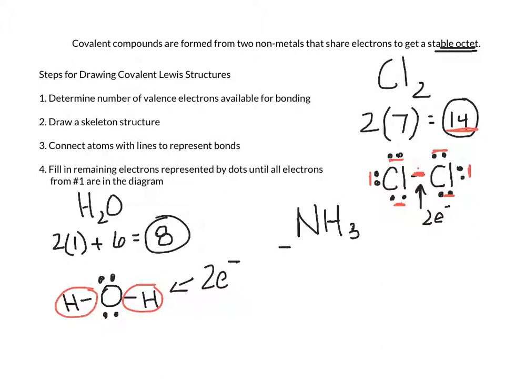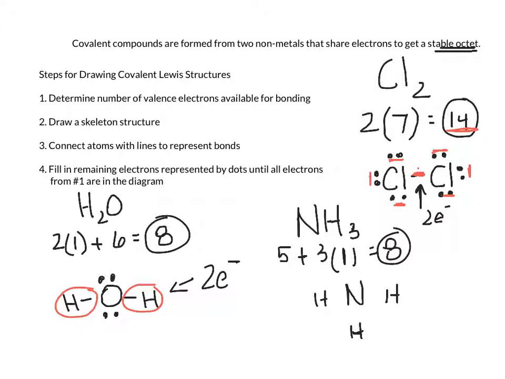And so if I look at this, I know nitrogen has 5 valence electrons, and I'm going to add to that the 3 hydrogens, each has 1 valence electron. So again, I'm going to have 8 valence electrons that have to be represented in my structure. And so I'm going to start by putting the element that appears by itself in the middle, and I'm going to draw my skeleton structure by putting the hydrogens all around it.